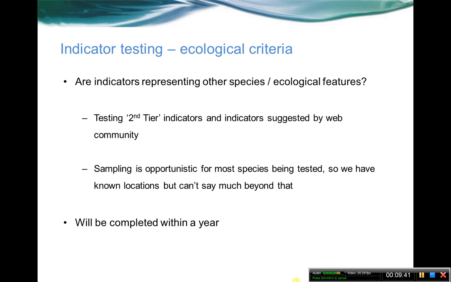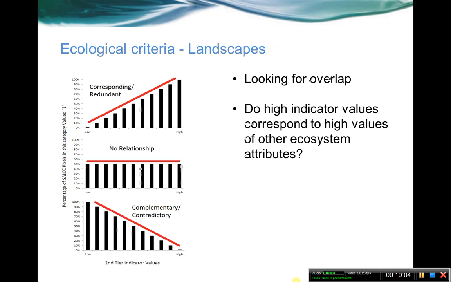And overall, for all of these, the testing is going to be completed within a year, and we're working on lining up the testing to be finished in time for the discussion of each ecosystem. So we're a little bit slower on landscapes. We hope to be a little bit faster on the next few ecosystems now that we've got our system down. All right, so what are we looking at?